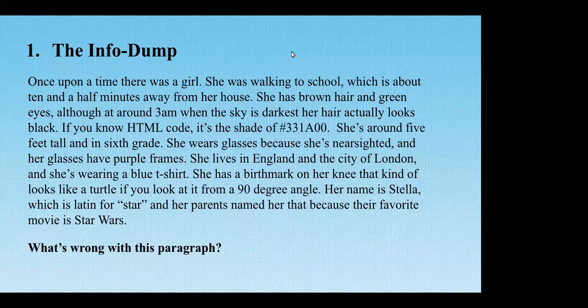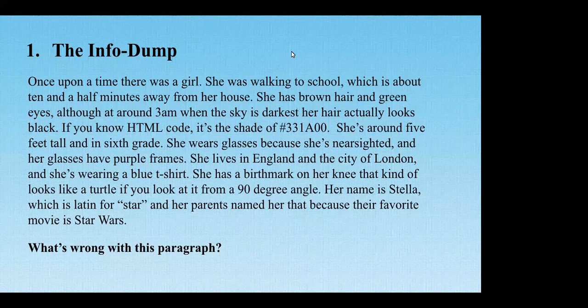Once upon a time, there was a girl. She was walking to school, which is about 10.5 minutes away from her house. She has brown hair and green eyes, although at around 3 a.m. when the sky is darkest, her hair actually looks black. If you know HTML code, it's the shade of #331A00. She's around 5 feet tall and in 6th grade. She wears glasses because she's nearsighted and her glasses have purple frames. She lives in England in the city of London, and she's wearing a blue t-shirt. She has a birthmark on her knee that kind of looks like a turtle if you look at it from a 90-degree angle. Her name is Stella, which is Latin for star, and her parents named her that because their favorite movie is Star Wars.